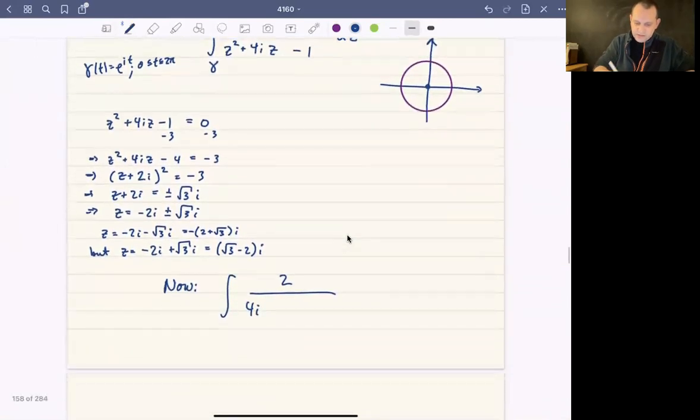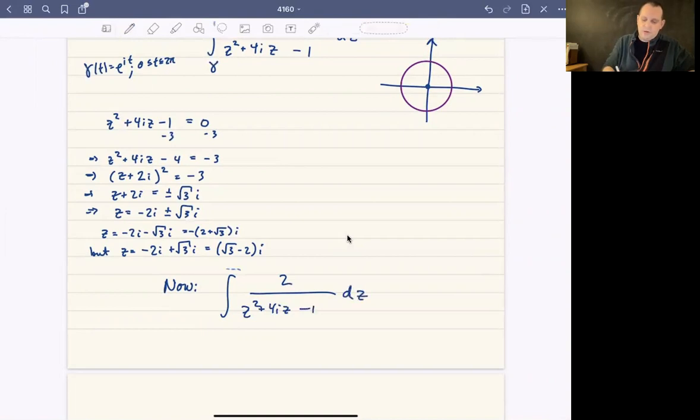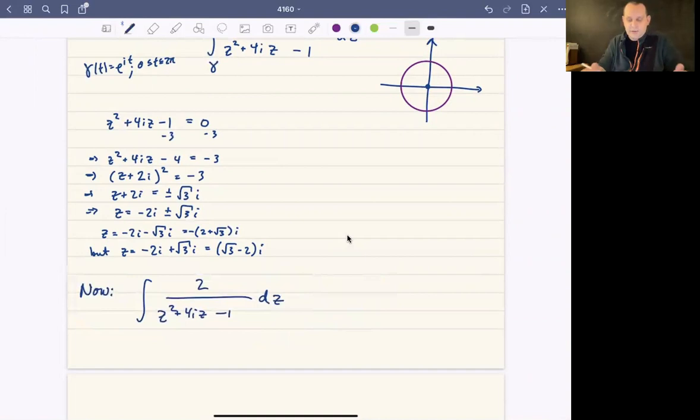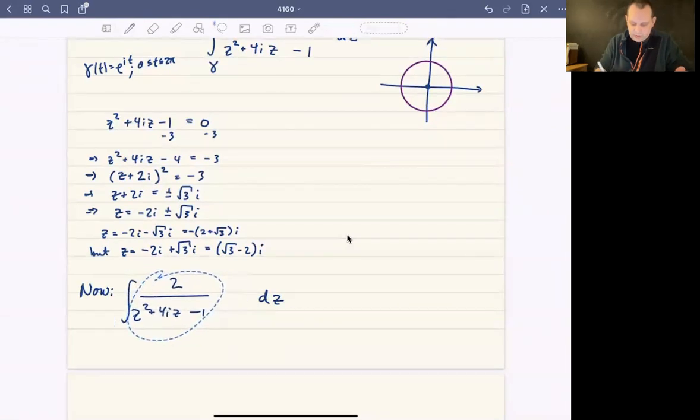So z squared, let me write it the way that I have it up here, z squared plus 4iz minus 1. And what I'm going to do is factor the denominator. And we can do that because we know when the denominator is 0. And I'm going to need just a little bit more room here. So let me save myself some trouble later. Squeeze a little bit more here.